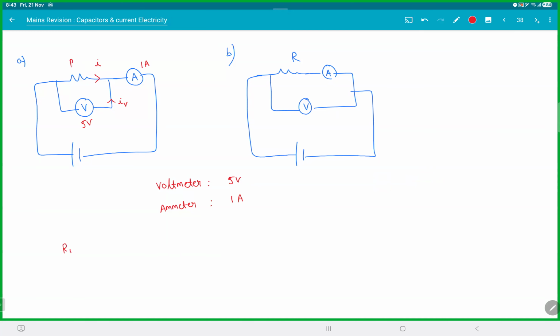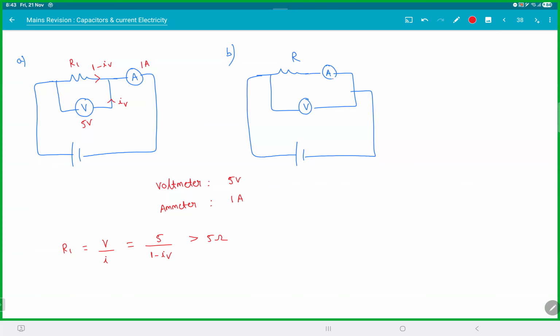What is the resistance when we say V by R? That is the voltage across the resistor by the current in the resistor. This will be 5, and this will be something like 1 minus IV, isn't it? This will be 1 minus IV, meaning the current will be slightly less than 1. All the current is not flowing through the resistance, isn't it? So this is actually greater than 5 ohms.